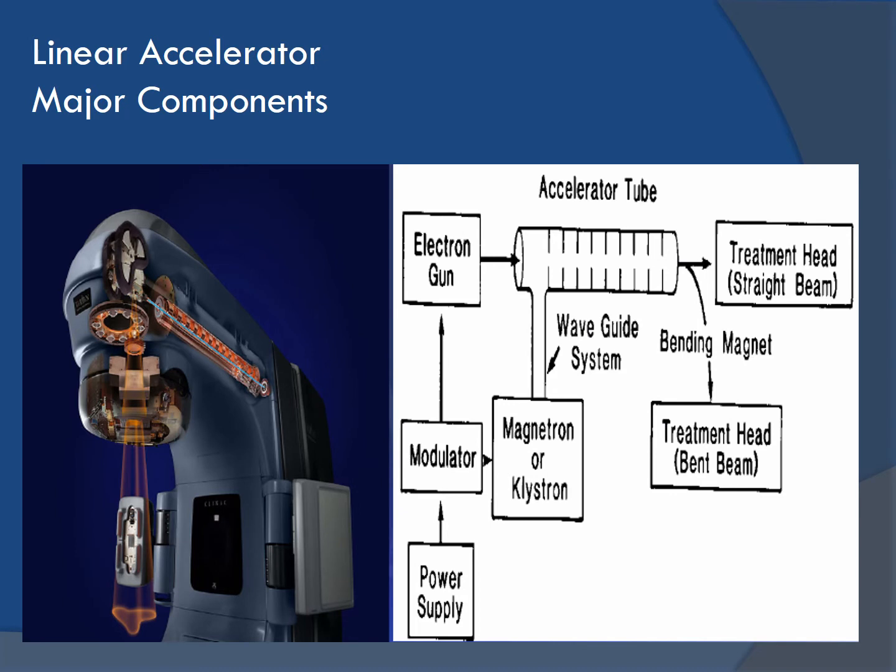This is a diagram of a linear accelerator, in which there is an electron gun which produces electrons, an accelerator tube in which the electrons are accelerated, and a magnetron or klystron which produces the electromagnetic wave which carries the electrons, and a treatment head from which X-rays, gamma rays, or electron beams are emitted.